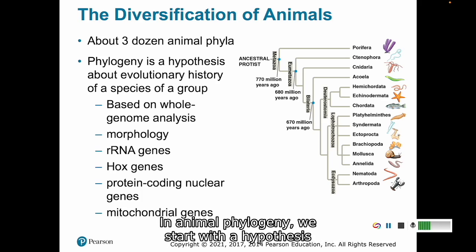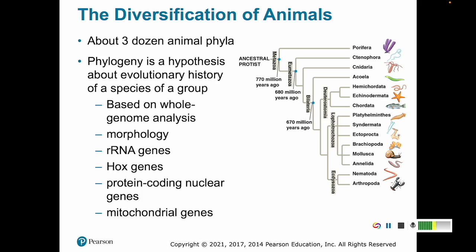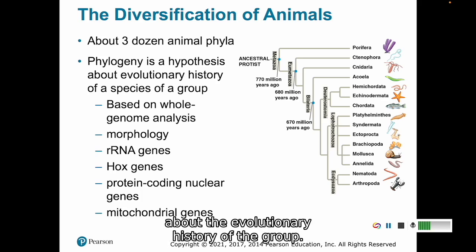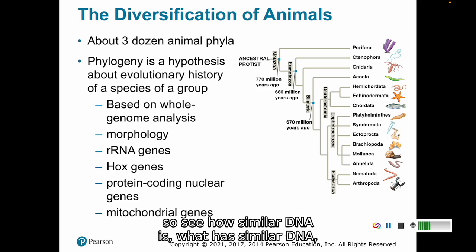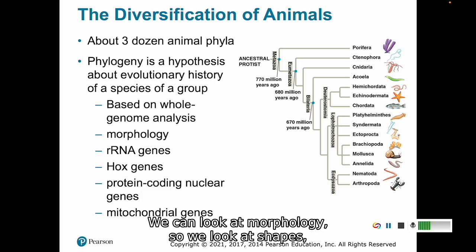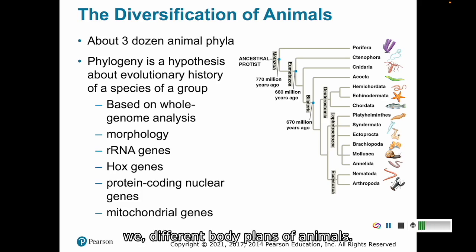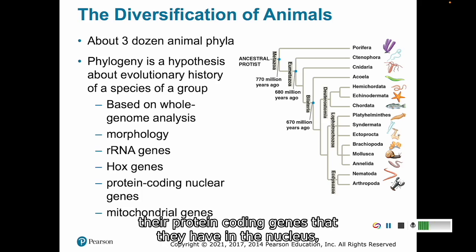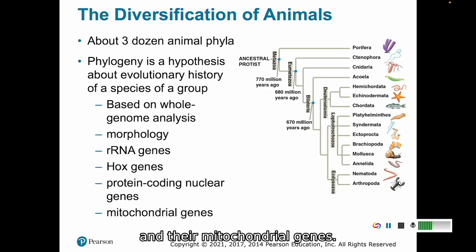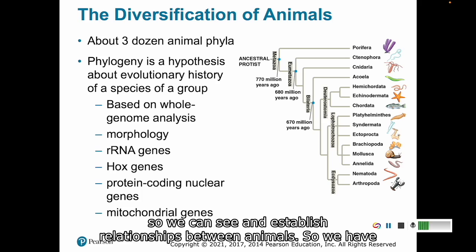In animal phylogeny, we start with a hypothesis about the evolutionary history of the group. We can look at genome analysis, to see how similar DNA is, what has the same DNA, what has very different DNA. We can look at morphology, shapes and different body plans of animals. We look at their ribosomal RNA genes, their Hox genes, their protein coding genes in the nucleus, and their mitochondrial genes. So we can establish relationships between animals.